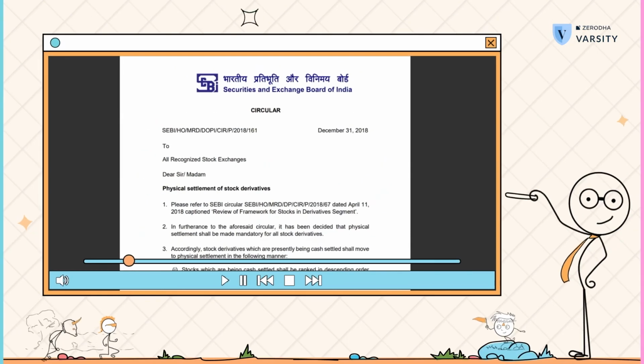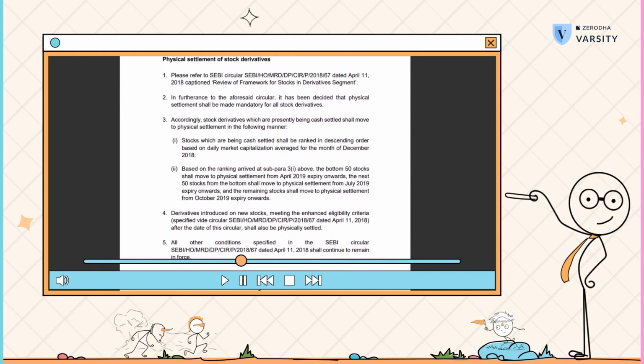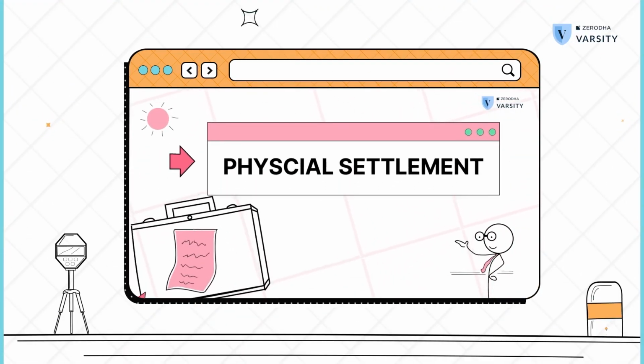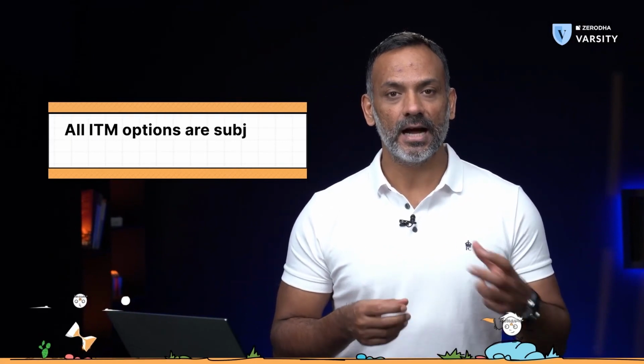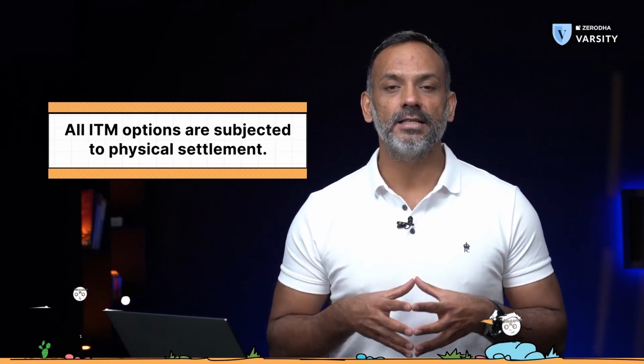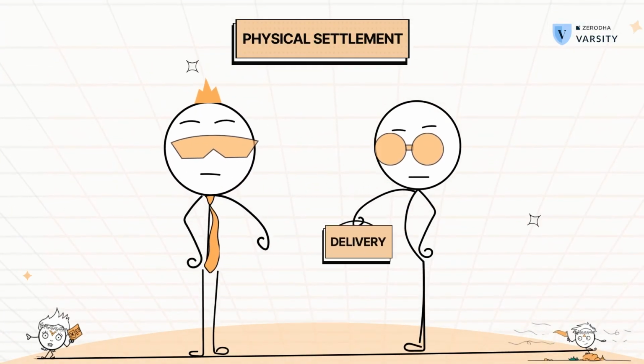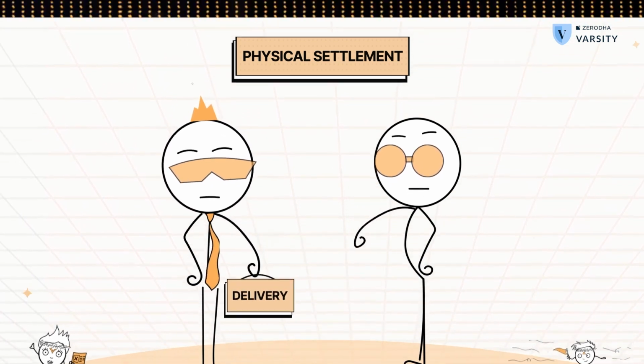But recently, the rules of the game have changed. All stock derivative contracts are physically settled. In the previous video series, Pratik spoke about physical settlement of futures contracts. In this video series, I will talk to you about physical settlement of stock options. The easiest way to understand physical settlement is to remember one thing. All in-the-money options, regardless of calls or puts, are subjected to physical settlement. Physical settlement implies that you either give delivery of stocks or take delivery of stocks, and this is purely dependent on the position that you have in the market.